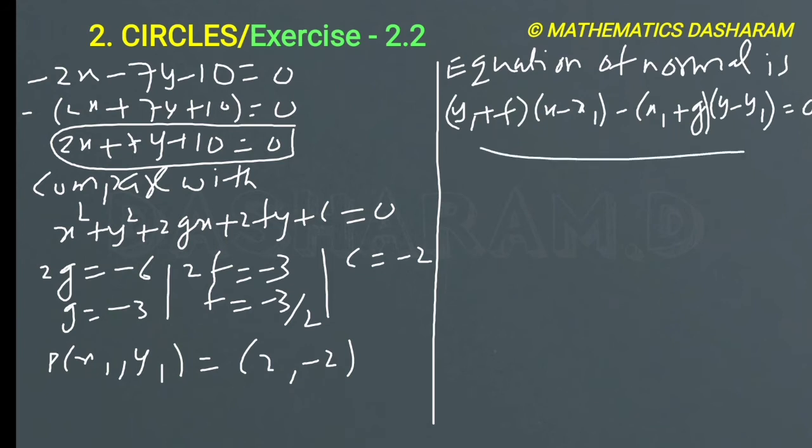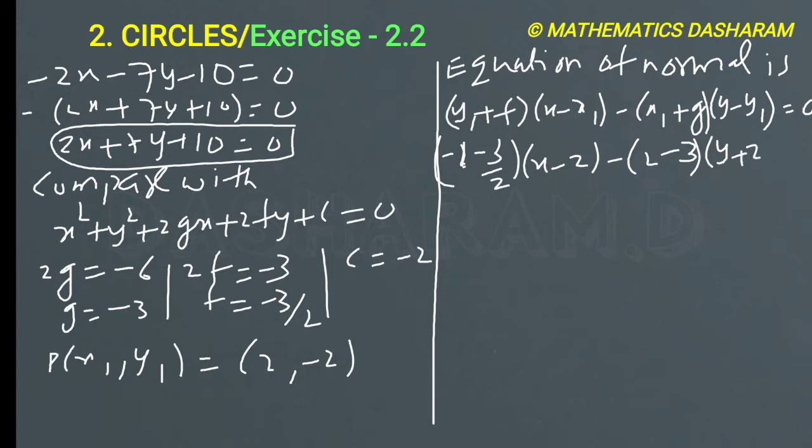So this is the equation of a normal formula. In this, y1 is minus 2 and f is minus 3 by 2. So bracket of x minus x1, the x1 value is 2, next minus x1 plus g, x1 is 2 plus g, the g value is minus 3, next to y minus y1. So here minus of minus plus 2 equals 0.